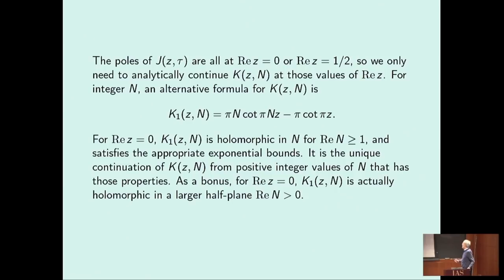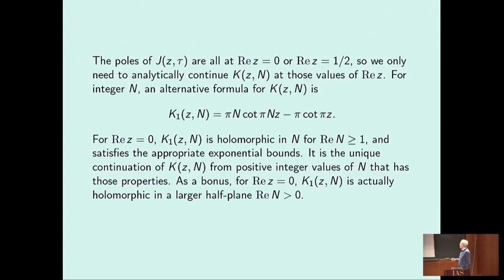For integer n, here's another formula for k of z and n. You can check that that's equivalent to the function I had written before. If the real part of z is 0, it's holomorphic in n when the real part of n is bigger than 1. It satisfies the appropriate bounds. So it's the unique continuation from positive integers with those properties. And there's a bonus. It's actually holomorphic in a bigger half-plane, where the real part of n is non-negative.